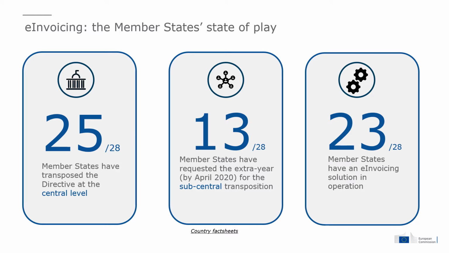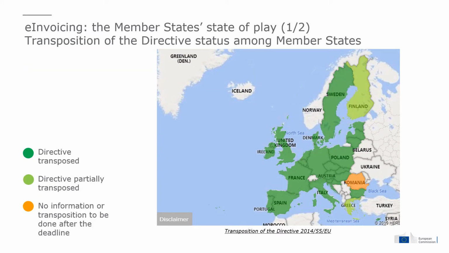13 have requested an extra year for the subcentral transposition, and 23 out of 28 member states say that they have an e-invoicing solution in operation. So there are some countries that are lagging behind a bit and are still working on the transposition. You can see here on the map, the green ones are okay, while there are a few that are still not completely ready yet.